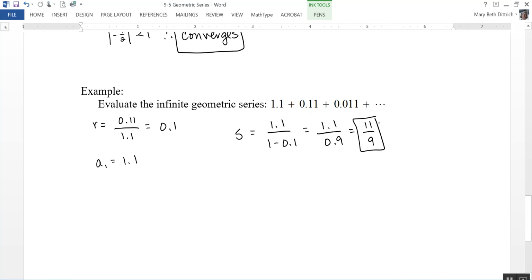So in this section, we took a look at geometric series, both finite and infinite geometric series, and how to find their sums, and for an infinite geometric series, how to determine if it converges or diverges.